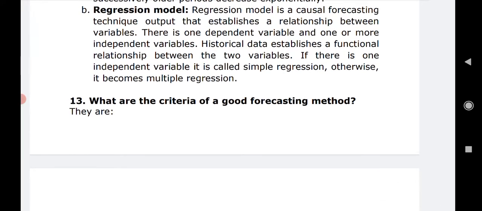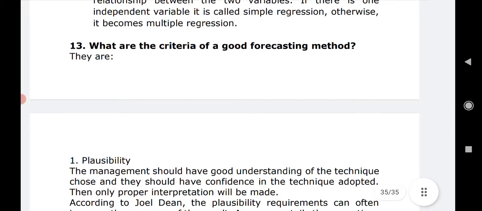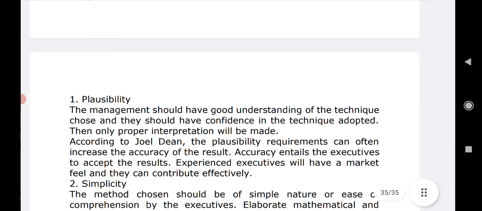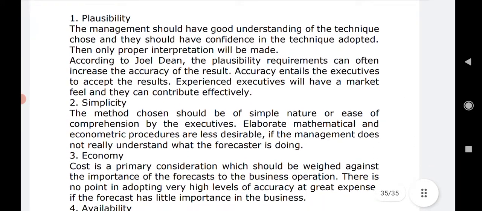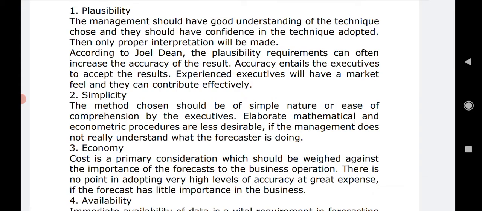We are moving towards the last part, that is, what are the criteria of good forecasting. What is to be kept in mind if we want to make a good forecast? Because depending on this forecast we can plan our manufacturing, and depending upon our production planning, we can plan our layout, right? So it is very important to keep a few points in mind.